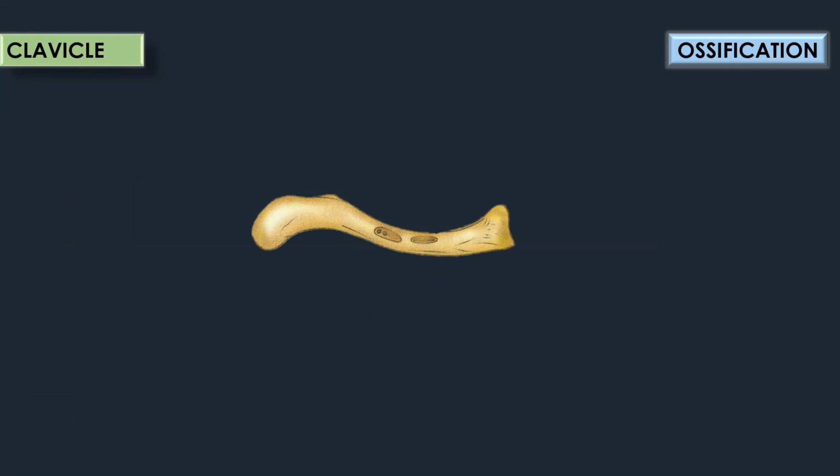Let's quickly look into ossification. So clavicle is the first bone to ossify in the body, and it is the only long bone that has two primary centers of ossification. And these appear at 5th to 6th weeks of intrauterine life, and they complete at about 45th day.